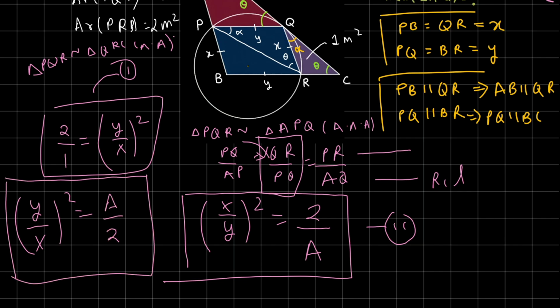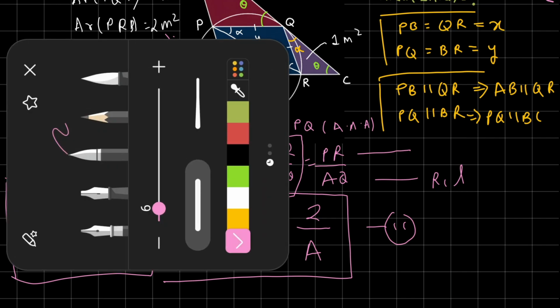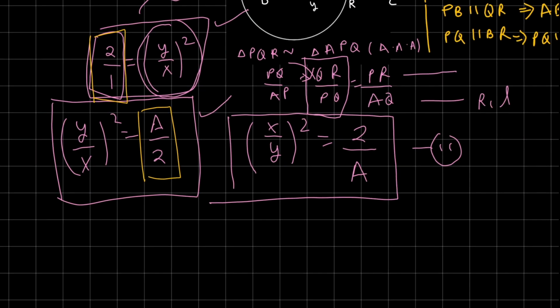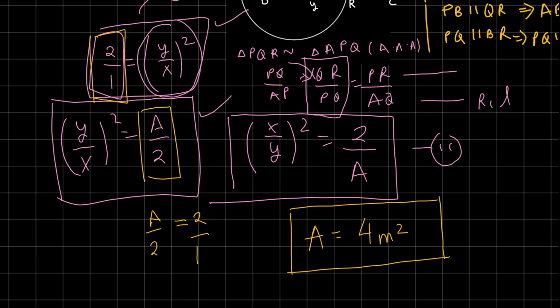Now look carefully at the second equation and the first equation. We can see that Y upon X the complete square has a value 2 upon 1, and again the value of Y upon X the complete square is equal to A upon 2. Hence we can compare these two equations, and the comparison will give us A upon 2 is equal to 2 upon 1, and by cross multiplication the value of A will turn out to be 2 times 2, that is equal to 4. As all these areas were in meters, the value of A would be 4 meters square, and the variable A is ultimately representing the area of the triangle APQ, and this is the thing that we are looking for.